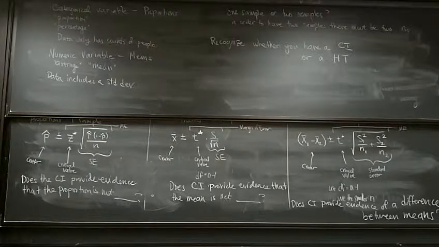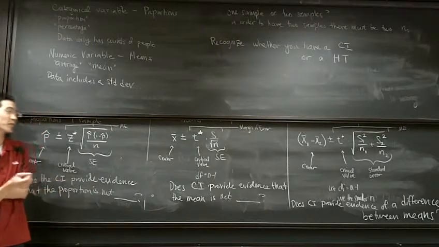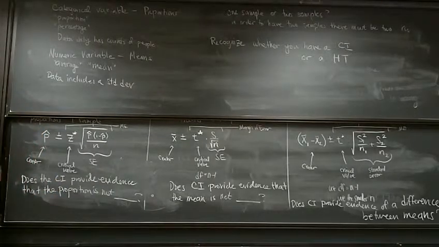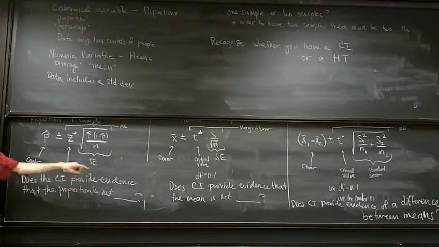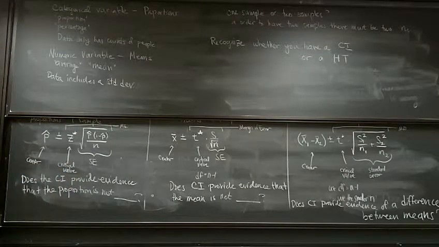So if my interval says it goes from 10% to 15%, and I ask, does it provide evidence that it's not 12%? What would you say? No, it does not provide evidence. And why doesn't it provide evidence? Because 12 is inside my interval. So if this number is inside your interval, it does not provide evidence.